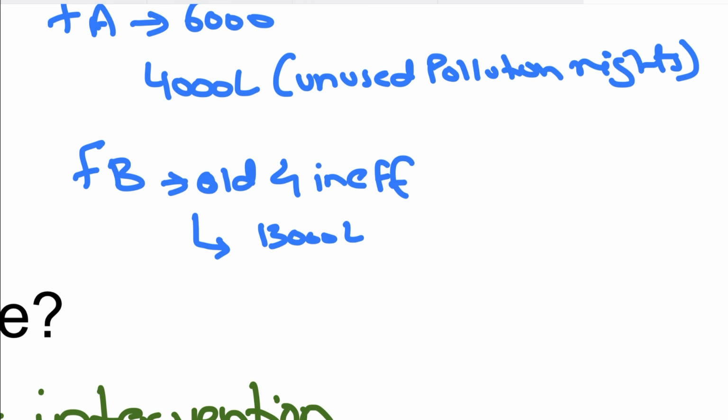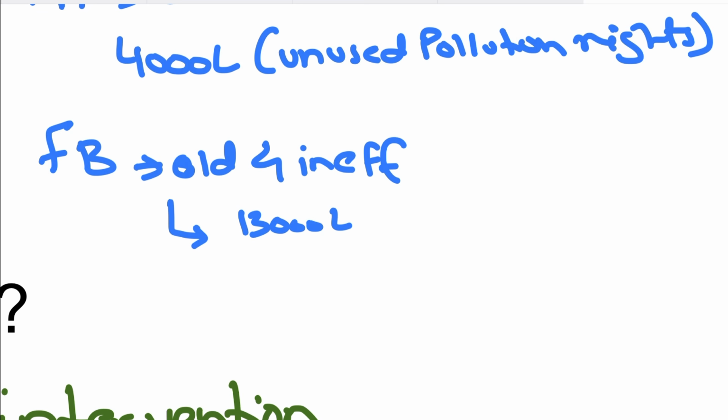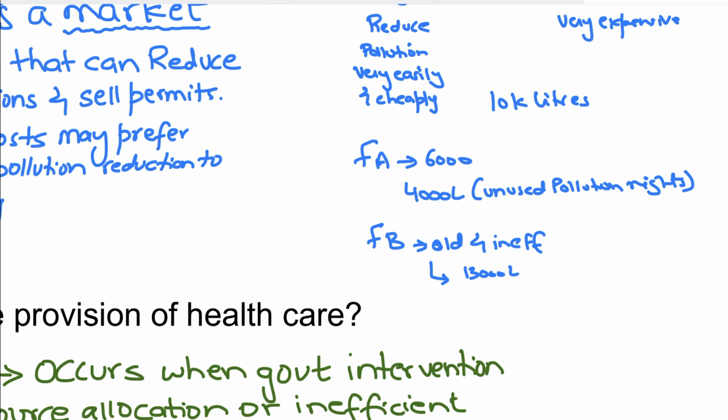But this factory B is only allowed to pollute 10,000. So what it will do is that it needs to buy extra permits. Factory B buys the unused permits from factory A. Now you need to understand the logic. What's happening is that the government is basically creating a market for pollution rights, right?